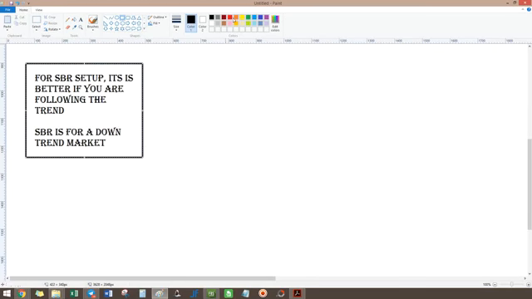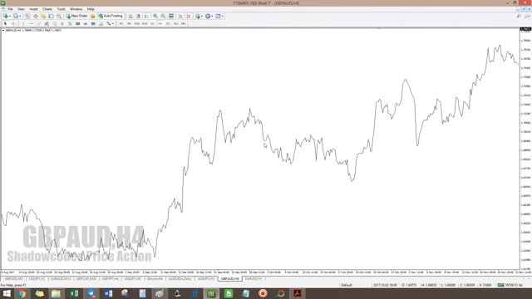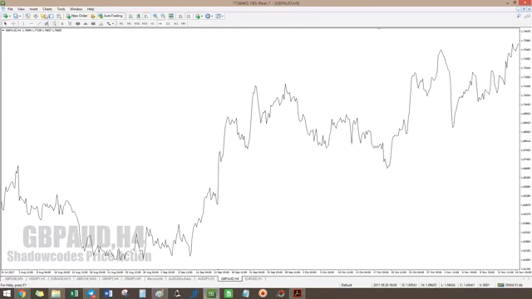This is an important note also regarding this topic. For the SBR setup, support becomes resistance setup, it is better if you are following the trend. SBR is for a downtrend market. So let's search for a downtrend market. Over here we got a nice one.